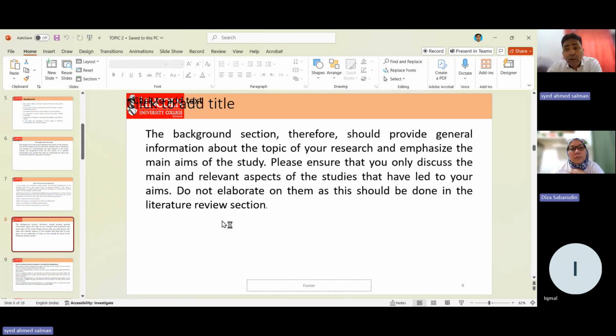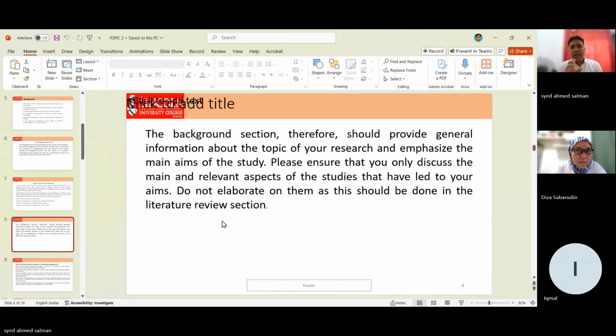Do not elaborate on academic performance of students too much. Do not discuss private universities too much. Do not discuss Malaysia too much, because these things you are going to discuss in the literature review, that is chapter 2. So you don't have to discuss and elaborate in the background of the study or in the introduction section. Just the surface. Okay, sir? Just the surface.